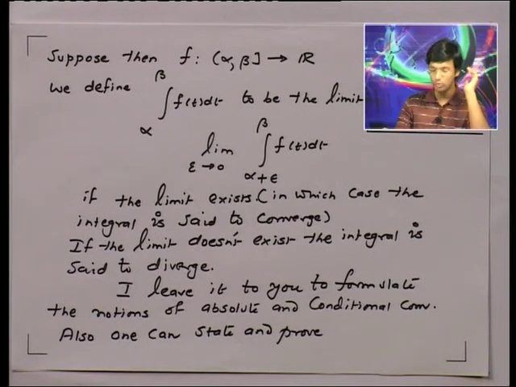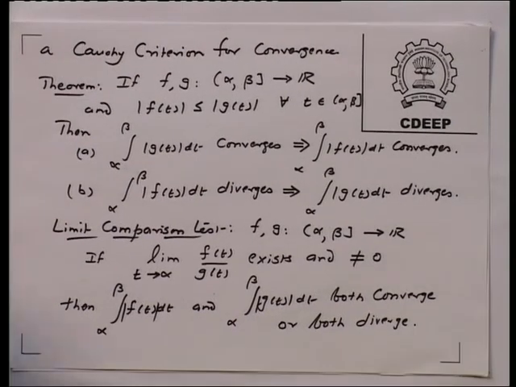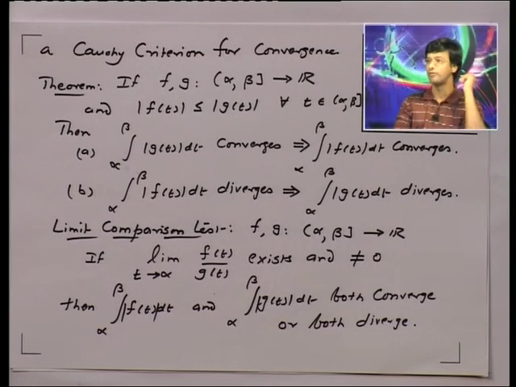So I will leave it to you to write down the appropriate definitions, formulate a Cauchy criterion for these kinds of improper integrals and prove it also. The proofs are just modifications of the proofs of the previous case. And then one will have a comparison test. Just as you have a comparison test for improper integrals of the first kind, you can have a test for improper integrals of the second kind.